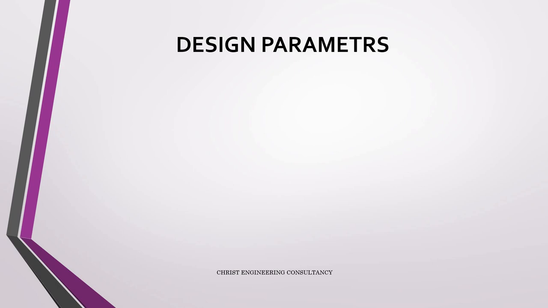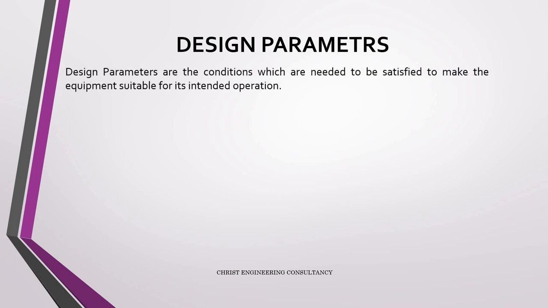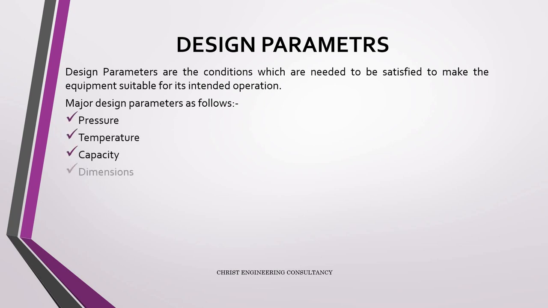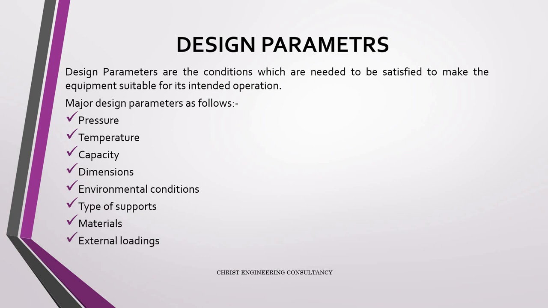Design parameters. These are the conditions which are needed to be satisfied to make the equipment suitable for its intended operation. Major design parameters are as follows: pressure, temperature, capacity, dimensions, environmental condition, types of support, materials, external loadings. These are a few parameters which are needed to be taken care of while designing a static equipment.